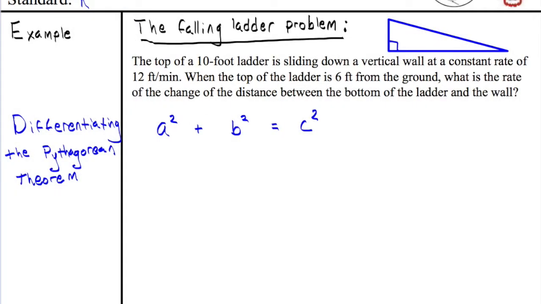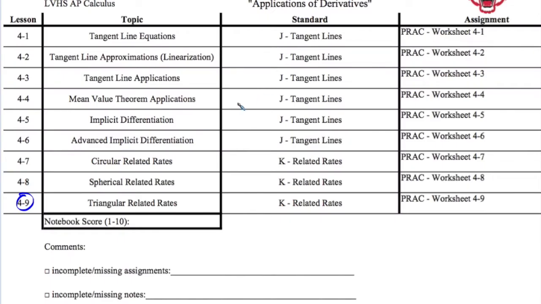All right, this is going to be AP Calculus, lesson 4-9. We are on triangular related rates. Before we get started, let's see where we are in our unit.